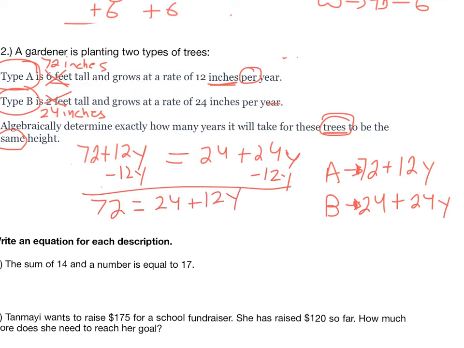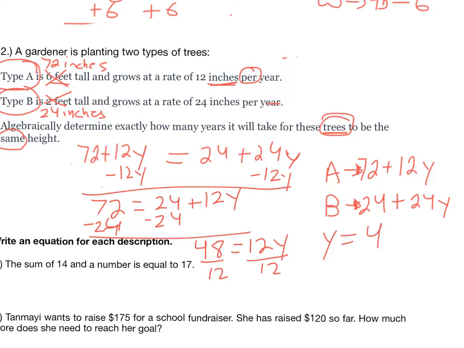And then, well, what's your next step? Well, we just solved this problem, right? So our first step would be to subtract 24 on both sides. And I'm running out of space. So if we subtract 24 on both sides, we get 48. I'm going to put it over here. 48 equals 12y. And our last step would be to divide by 12. And if we do that, we end up with y equals 4. After 4 years, these trees will be the same height.